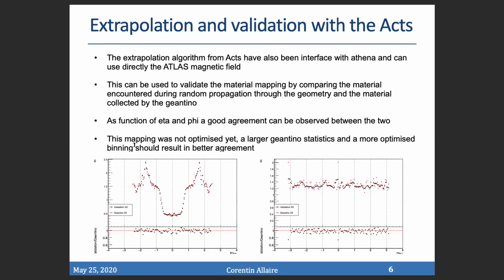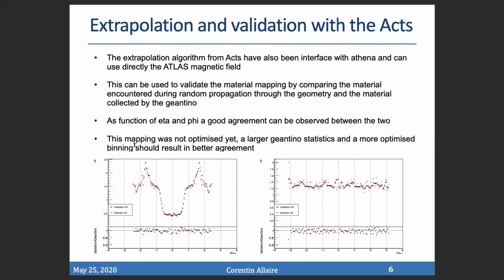You can do this as a function of either eta or phi, that's the two bottom plots that you can see here. The black point represents the amount of material in terms of X0 crossed by the propagation through the geometry decorated with the material map. And the red point is the amount of material for the Geantino scan. And you see that we already have quite good agreement. It's less than 10% between the two as a function of eta and as a function of phi.